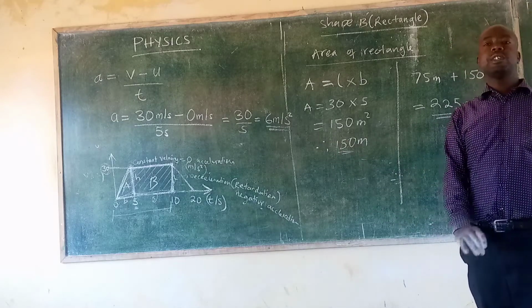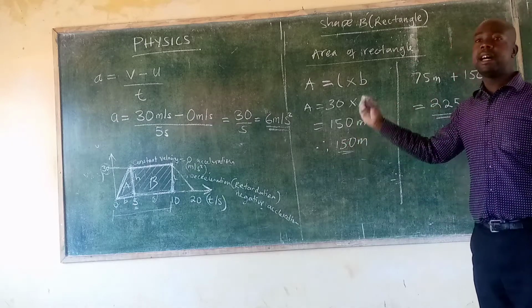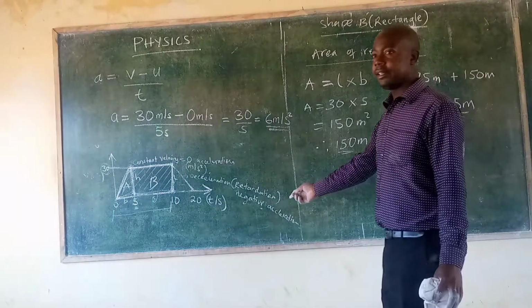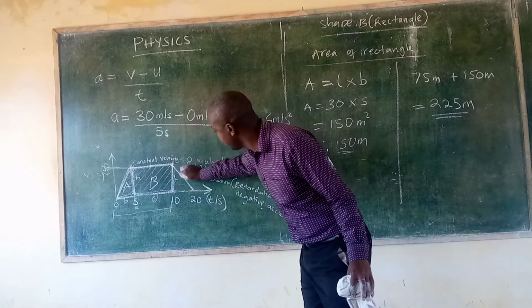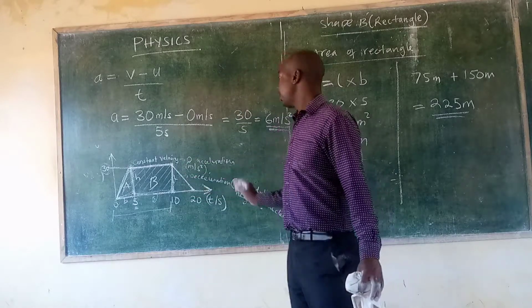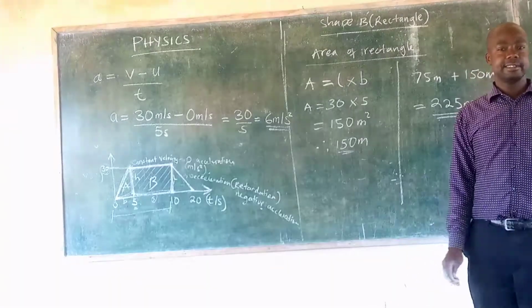If they say calculate the total distance for the whole journey, you have to include the other shape which is remaining. What other shape is remaining? The triangle. Can you see this triangle? Yes. So you need to calculate the area of this triangle, then you add this value to calculate the total distance for the whole journey.